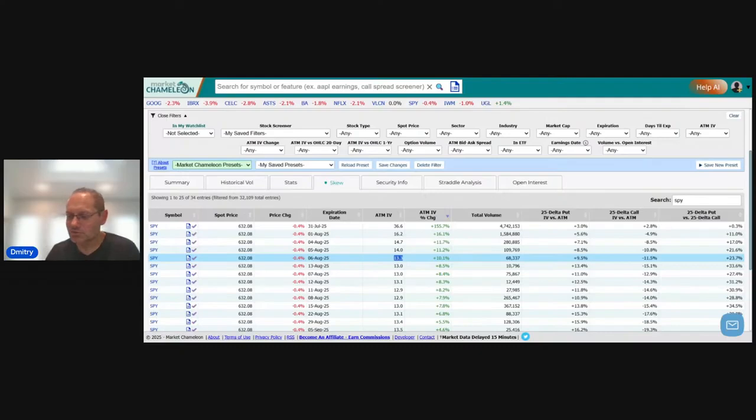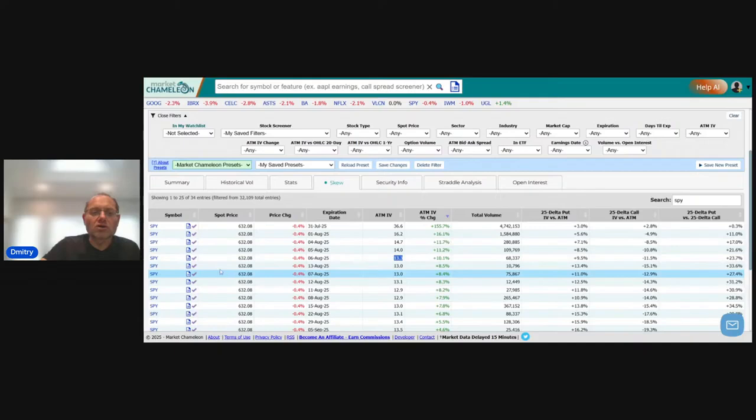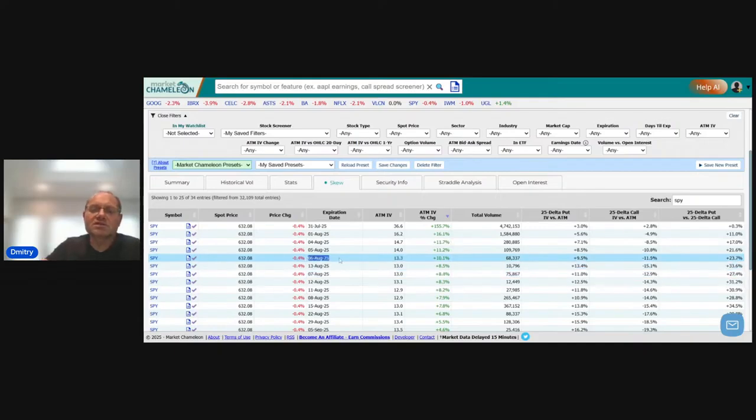So now we know, if it's 13.3, then there's no skew. But let's say it's below or above that, well, then there's a skew. If it's above it, that means it's higher. If it's below it, it will be below the money. So let's take a look at, for example, August 6th.